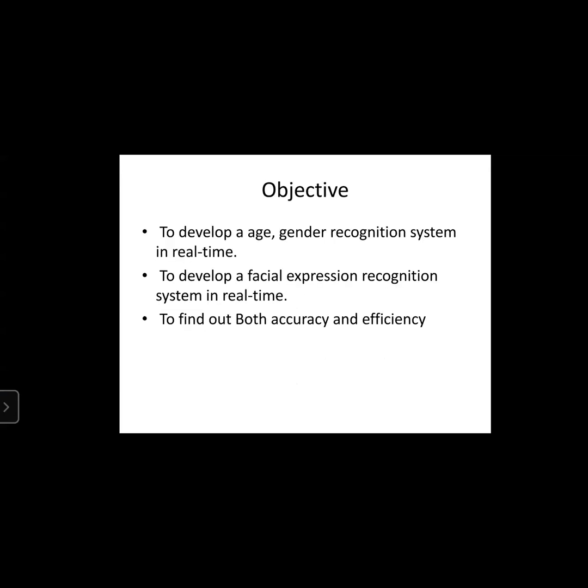The main objective of this project is that we want to develop a system which automatically detects facial expression and also recognizes age and gender in real time. We are using it for person to computer interaction, visual surveillance, and biometric analysis, and other applications for commercial uses. Moving to the next slide.